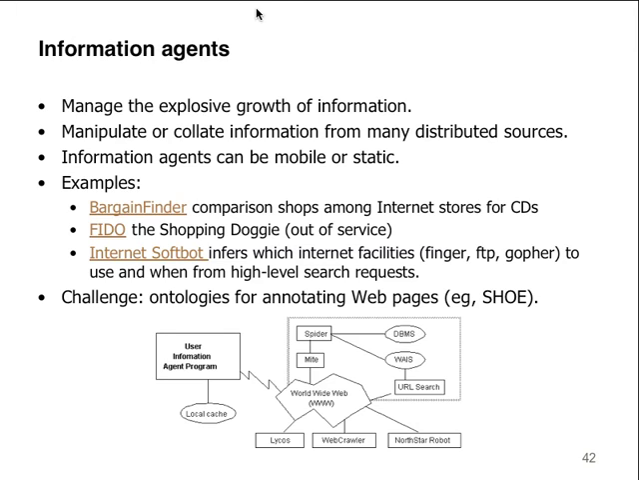So it manipulates and collates information from many distributed sources, and the information agents can be mobile or static. And here's some examples: bargain finders, Fido, internet softbots, different programs to get certain things out. So challenges might be understanding the internet, might actually be annotating web pages and finding the information. So there's different ways of optimizing the search engines, optimizing the information that's on the pages. And we know about metadata for anyone who's done web development. So you put that in a web page, and then it shows up, and you get higher search results that come out of that. So it's a game, actually.